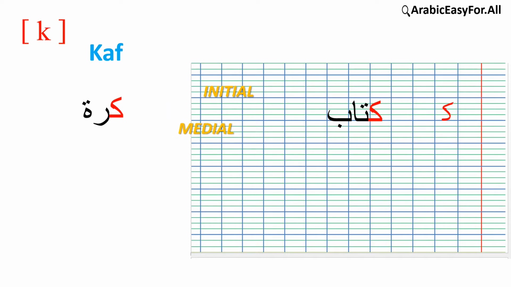In its medial word position, kaf is written this way. It is noticed in words like Mecca. Also, an example like samakatun, which means a fish.